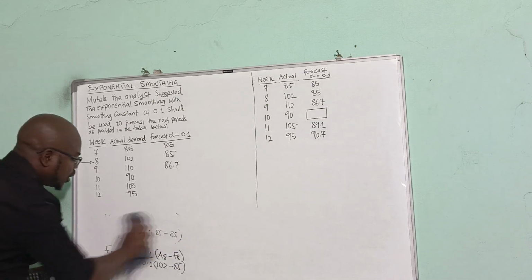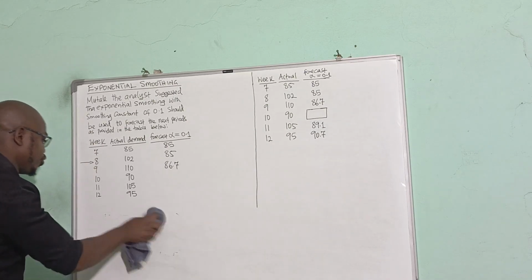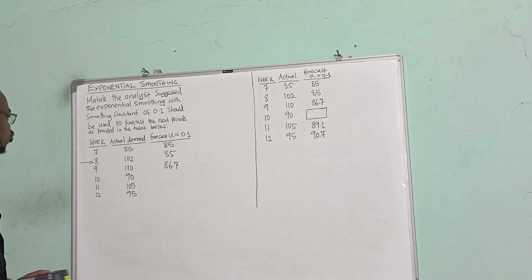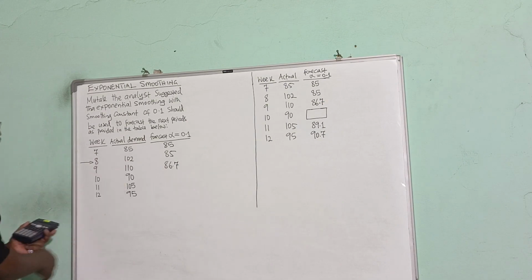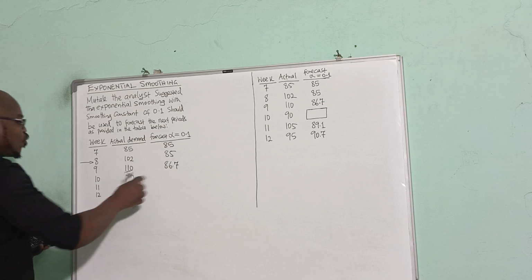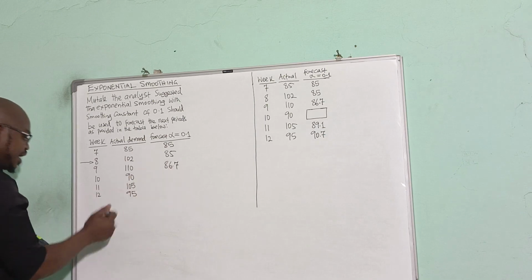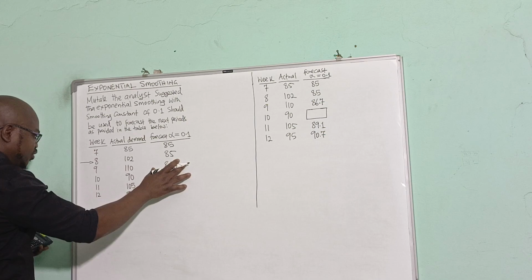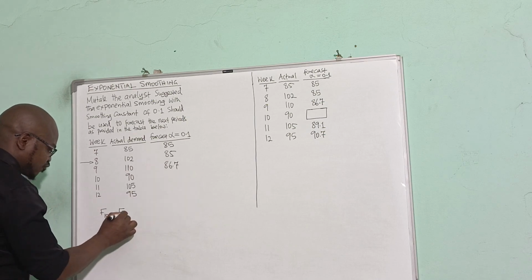So there I go. Now I proceed to period 10. This was 9. I proceed to period 10, forecast for period 10. I'll need the forecast for period 8. You remember the formula? No, not for period 8, sorry, for period 9. I'll need the forecast for period 9.